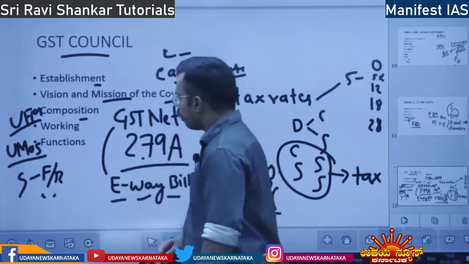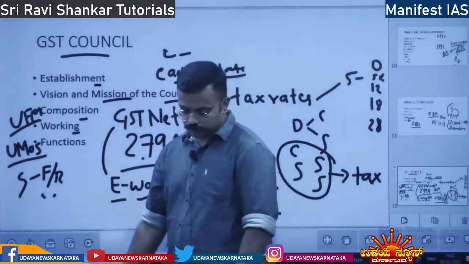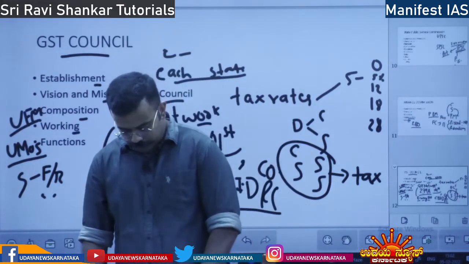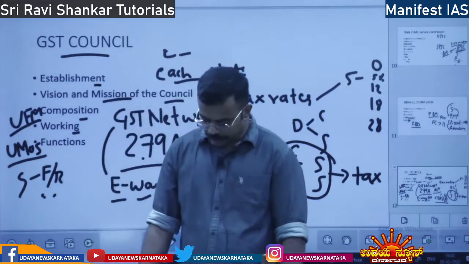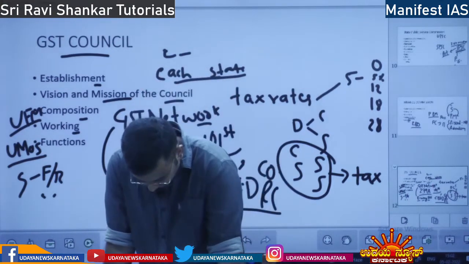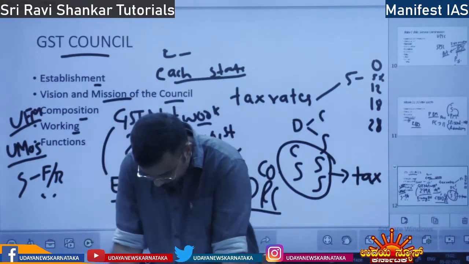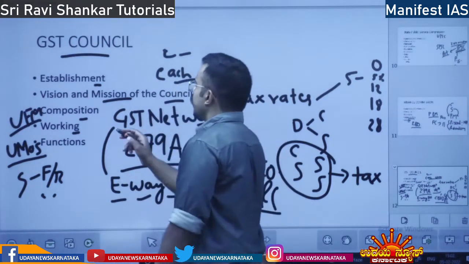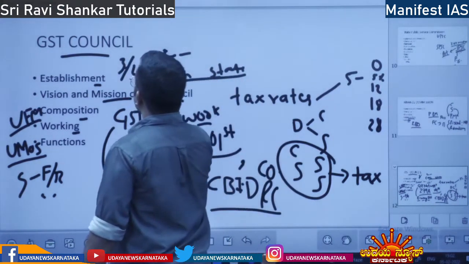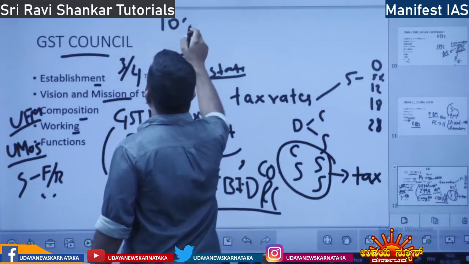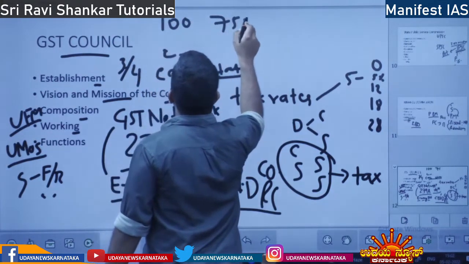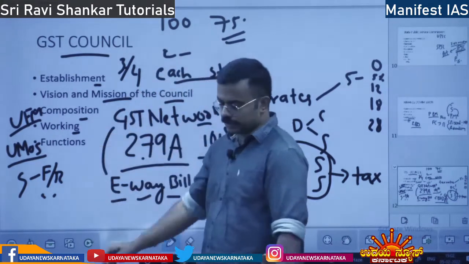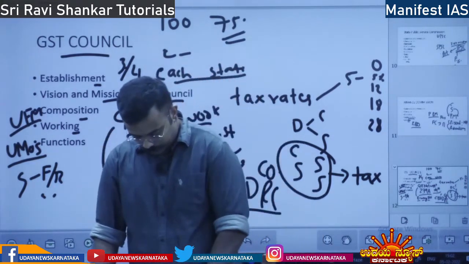So next comes how the council works. A decision of the council is taken by what? A 3/4 majority. Every decision is taken by a 3/4 majority. That is, suppose there are 100 members, 75 members have to consent. Then only a decision is made. Okay.